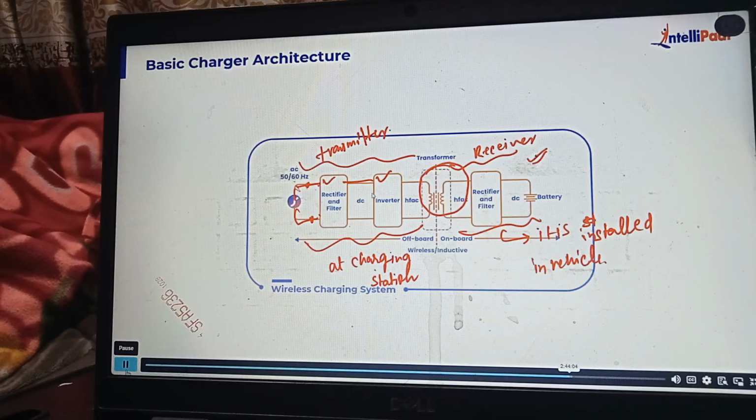So a transmitter is at the charging station and the receiver is at the vehicle.